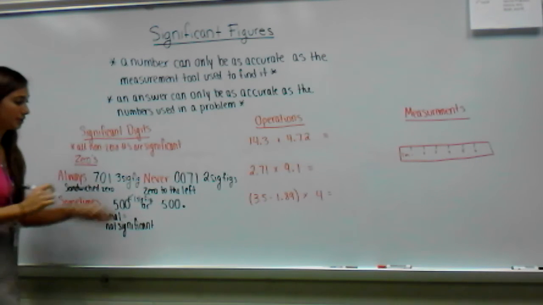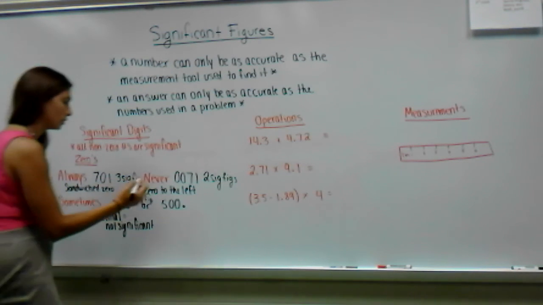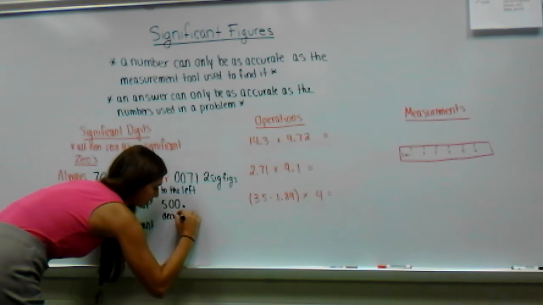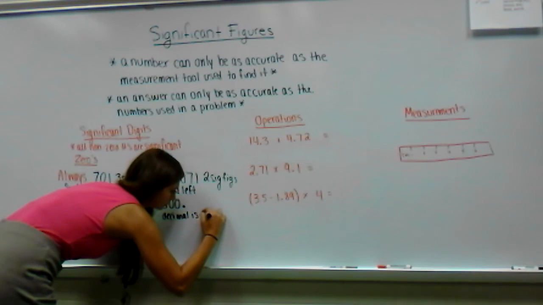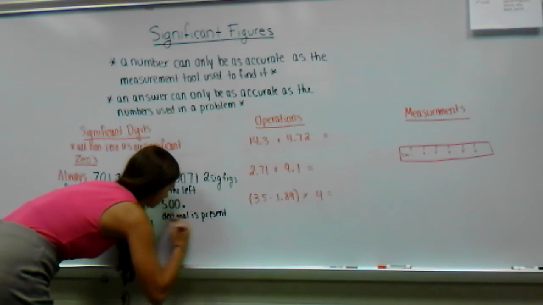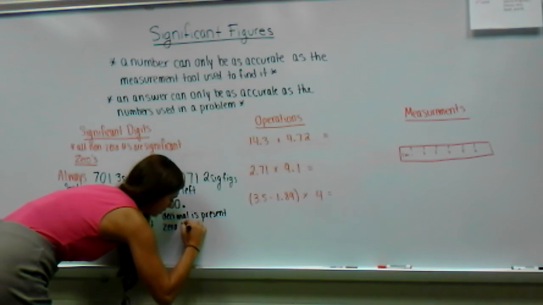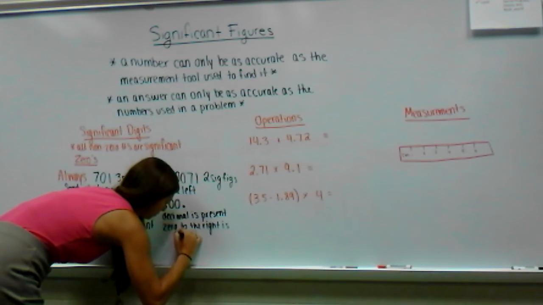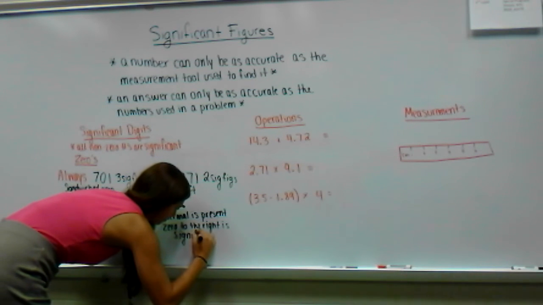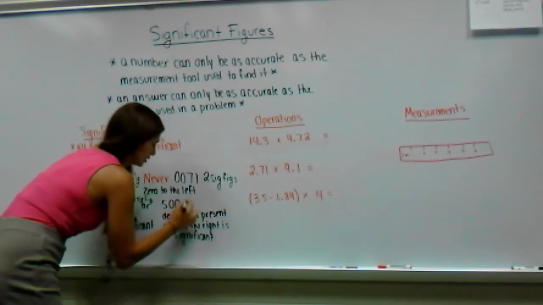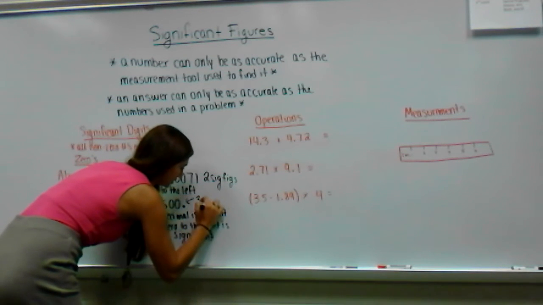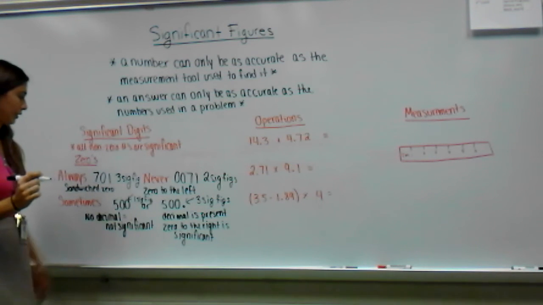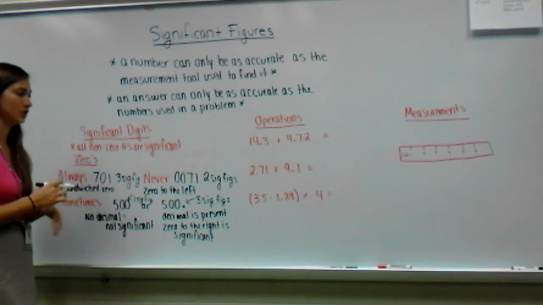Here, if we look at 500 with a decimal on it, these are going to count. So if a decimal is present, zeros to the right are significant. So here we have 3 significant figures. Okay, so this is how we figure out our significant digits.